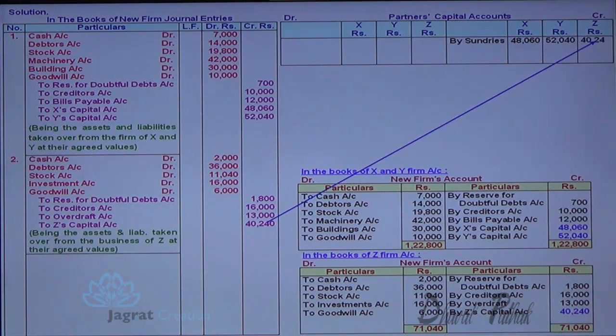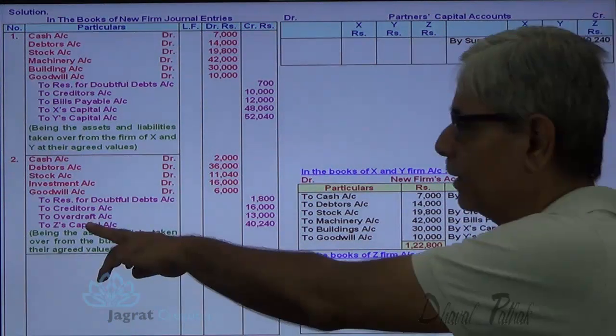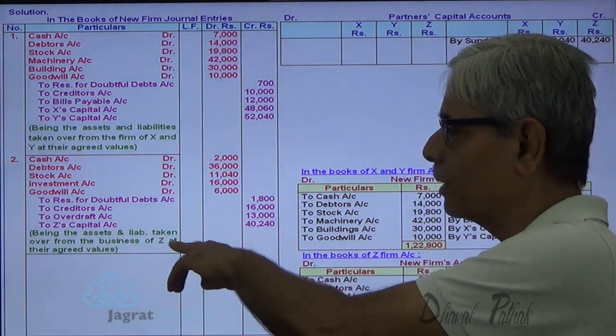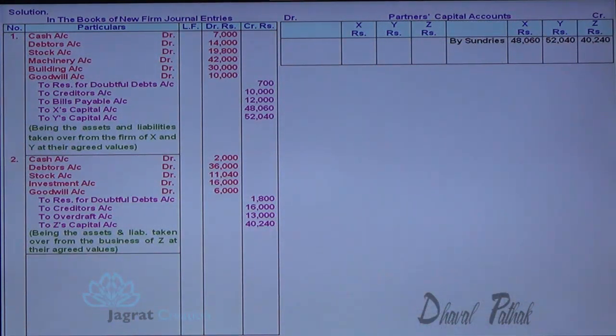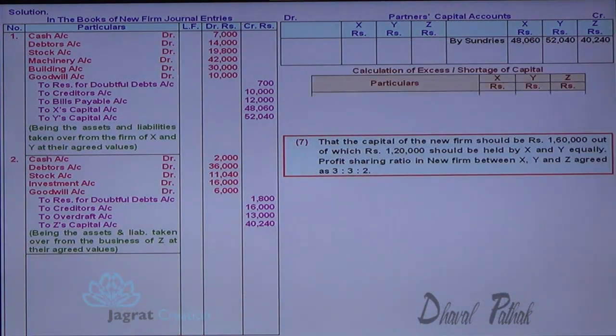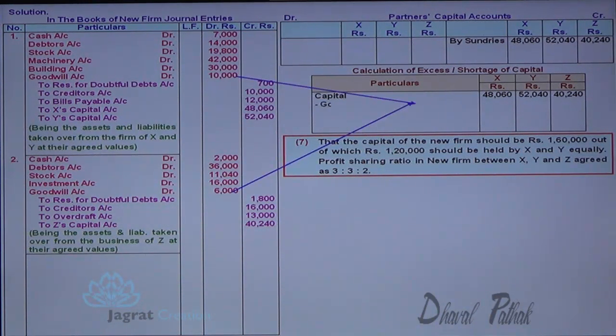I will write Z's capital account is 40,240, being the assets and liabilities taken from the business of Z at an agreed value. Now there is a capital adjustment in the new firm. So these are the capital balances so far. Now goodwill is to be written off. Now in the new profit sharing ratio, goodwill should be written off.